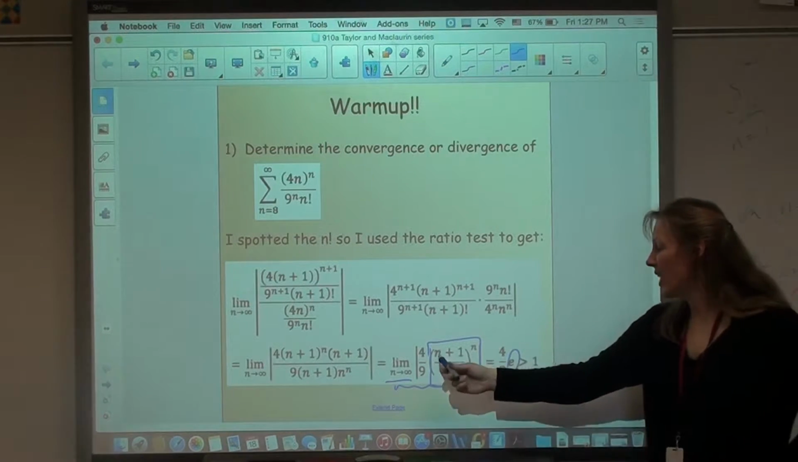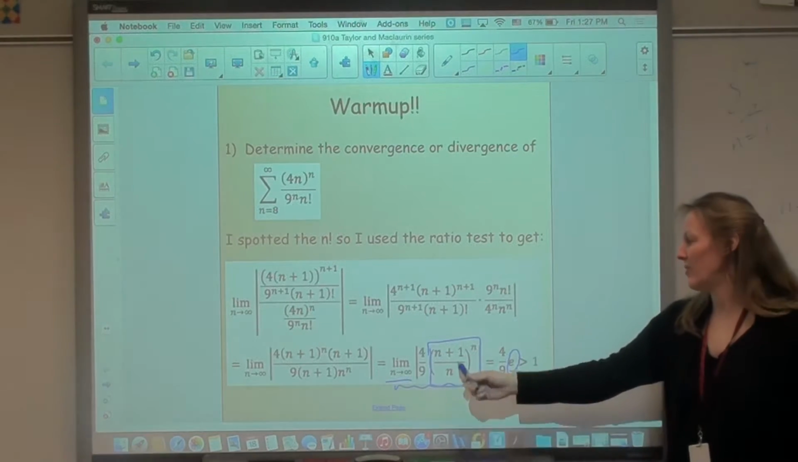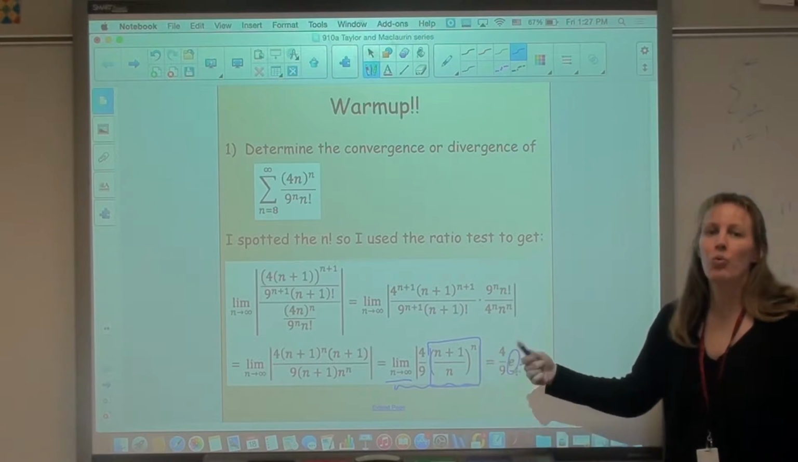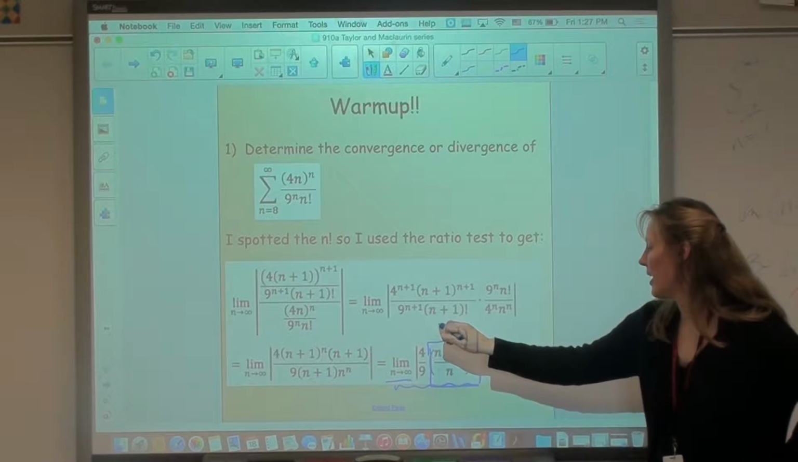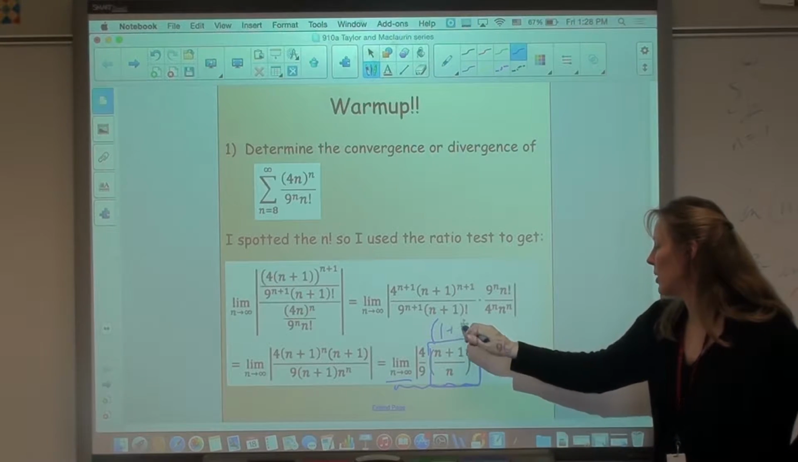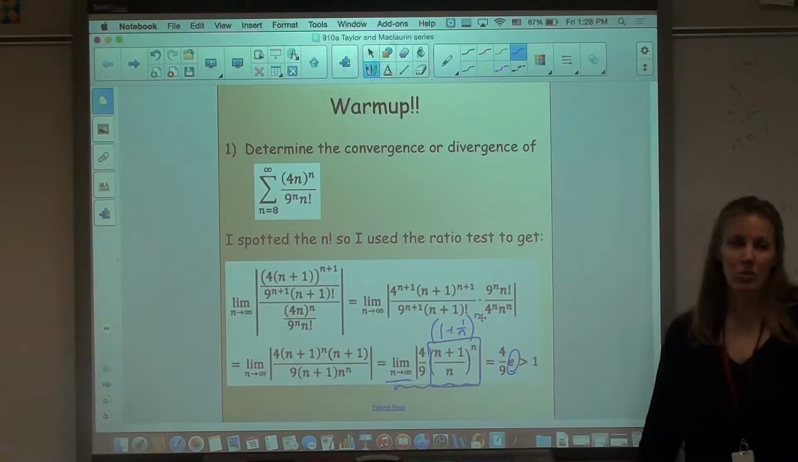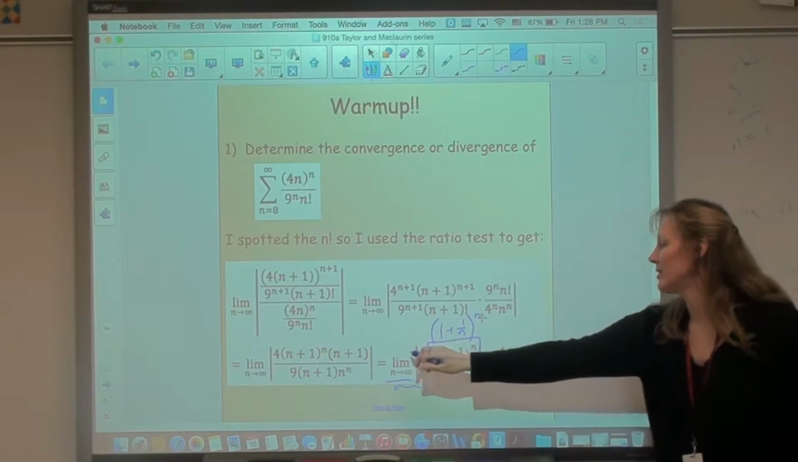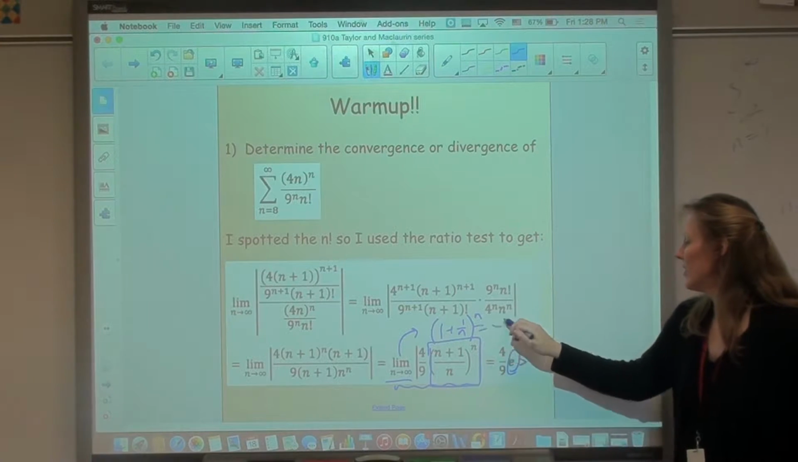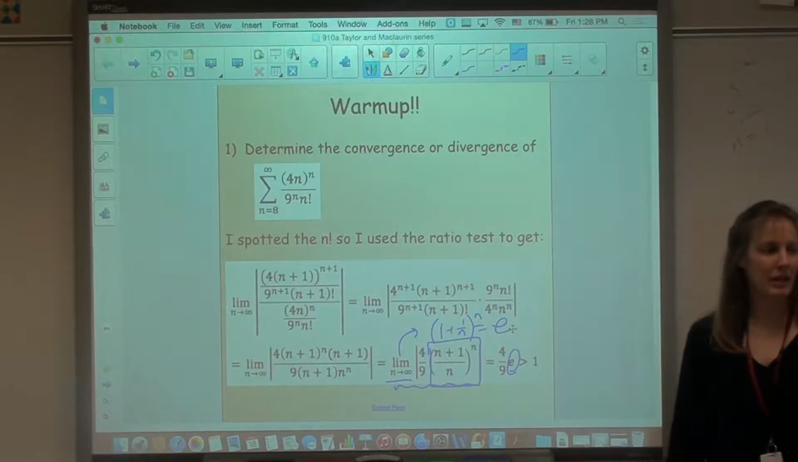If you can recognize that the limit as n approaches infinity of (n plus 1 over n) to the n, which, by the way, is the same thing as (1 plus 1 over n) to the n, this or this, those are equivalent, if you recognize that the limit of that is e, that might come in handy.